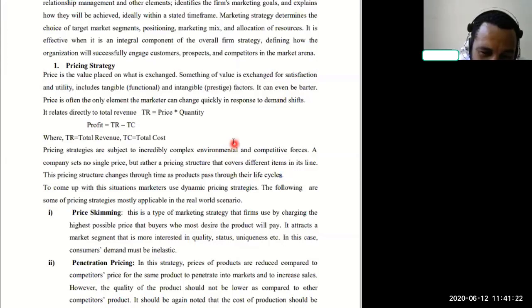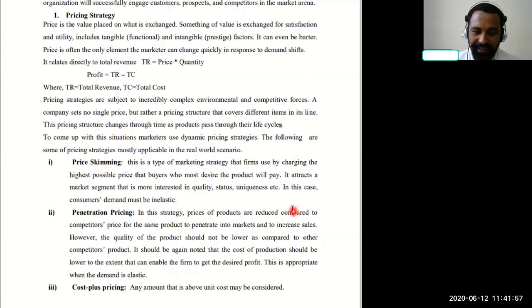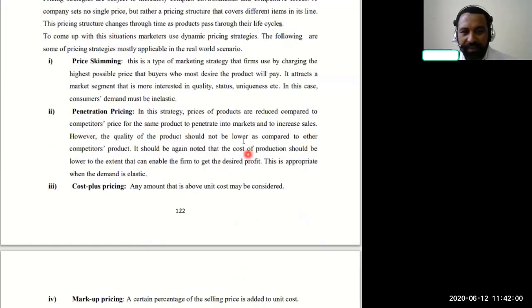Sometimes you may set a lower price as compared with the cost, because your strategy is joining or entering the market. So to enter into the market, you have to penetrate the market. So setting a lower price as compared with the competitor is price penetration strategy or penetration strategy. So this is the opposite of skimming strategy. Skimming is setting a higher price. Penetration is setting a lower price. So these are different strategies in different scenarios or in the real world.